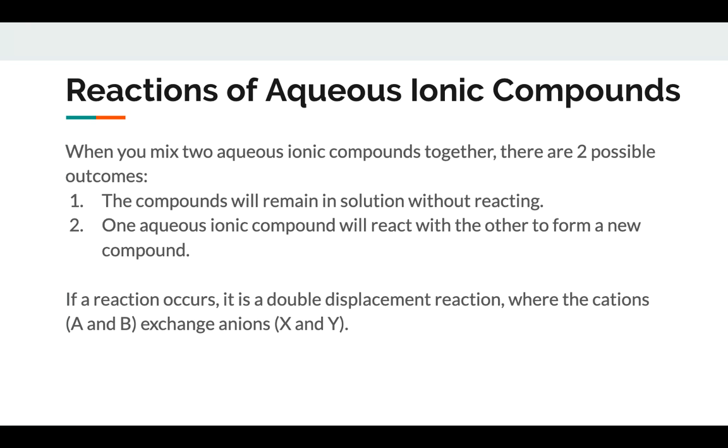These types of reactions are double displacement reactions where the cations exchange anions, and they can be written in this general way: AX plus BY produces BX plus AY.